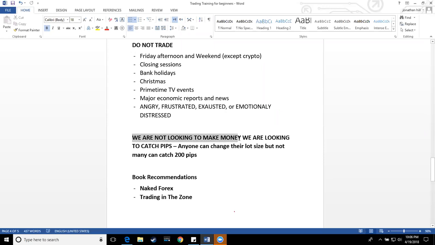You're going in to make money. But we're not in this to make money. We're looking to catch pips. Anybody can change their lot size, but not many people can catch 200 pips, even if you're only throwing down a 0.01 as a beginner. We're not really looking to make money right now. We're looking to catch pips. We're looking to learn how to trade forex.